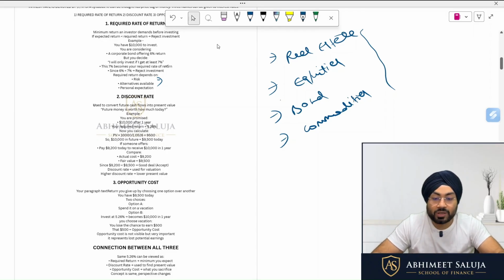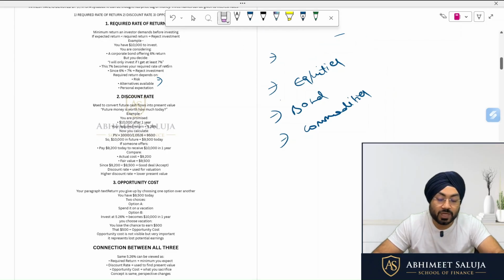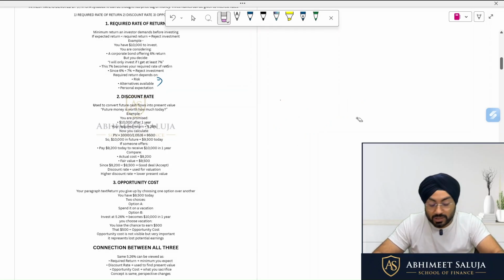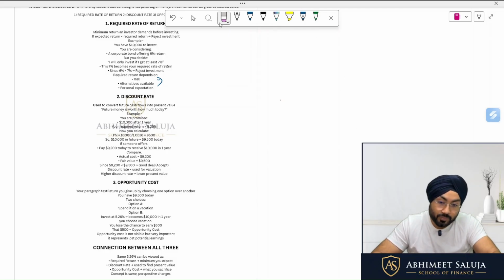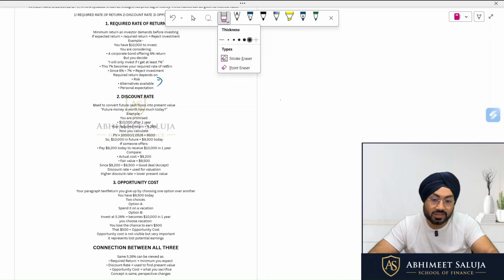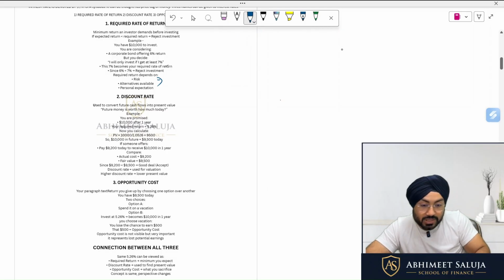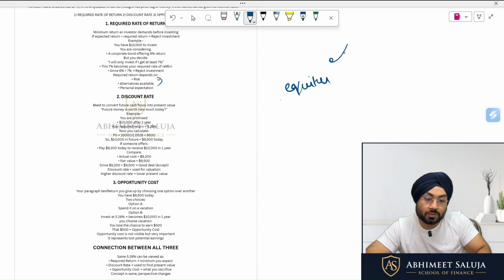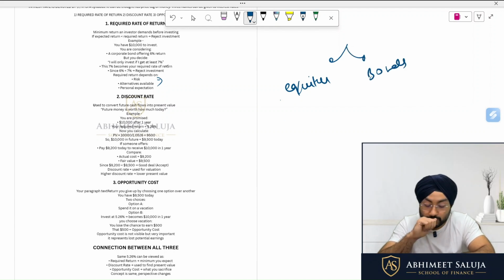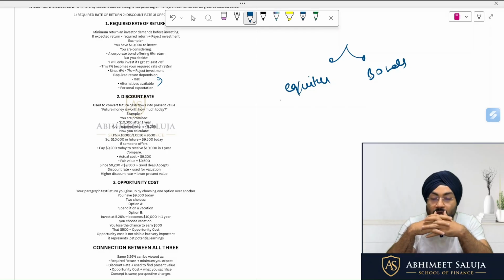Now, depending upon the alternatives available, what are the alternatives available? Required rate of return depends upon that as well. Say suppose there are only two asset classes available, either equities or bonds. All right. Only two asset classes are available.